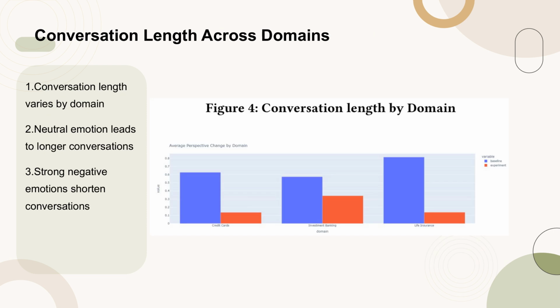Figure 4 illustrates the variation in conversation length across different domains. It highlights that when neutral emotions are used, conversations tend to be longer compared to situations where stronger emotions, particularly negative ones, are involved. This suggests that emotional context significantly impacts the duration and depth of interactions.